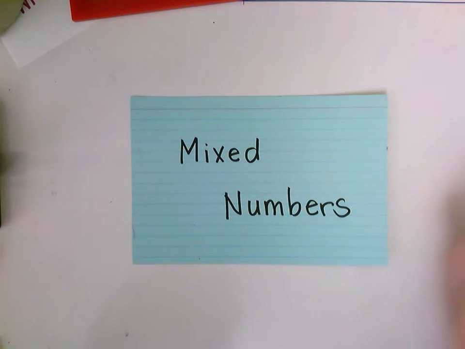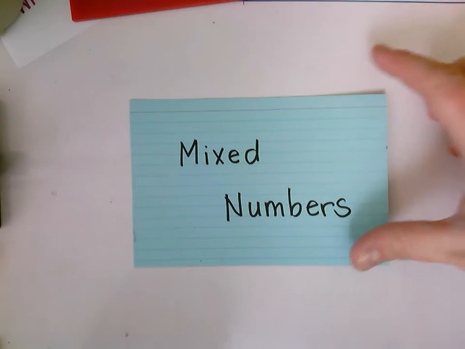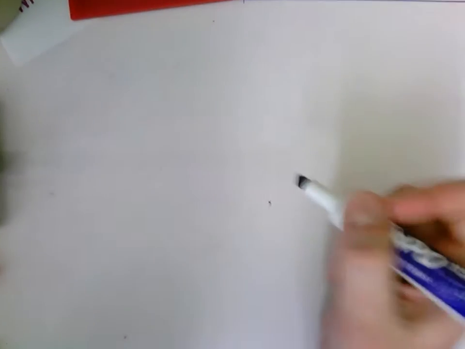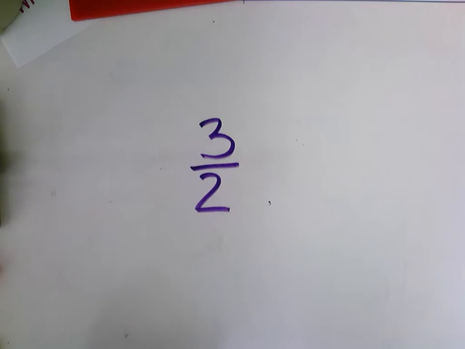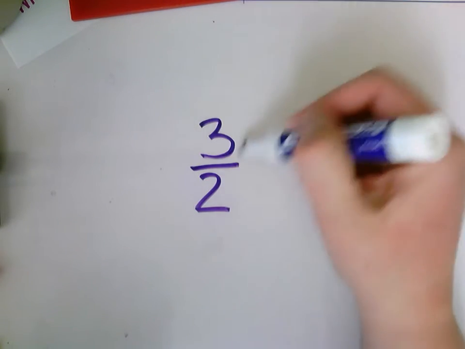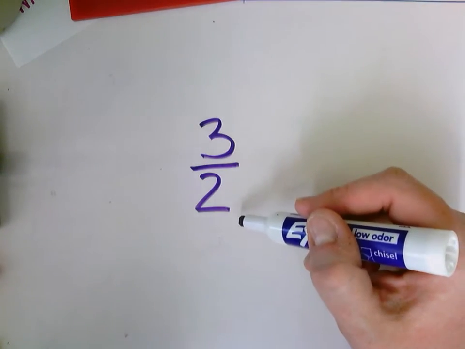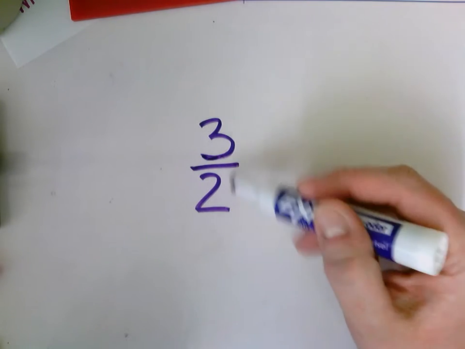Today we're going to be taking a look at building some more fractions, and we're going to be looking at something called mixed numbers. All right, so let's take a look at this fraction that I'm going to write. I have the fraction 3/2. So you notice something is different about this fraction. We say, wait a second, the numerator is larger than the denominator. And for all the fractions we've seen before, the numerator has been smaller than the denominator.